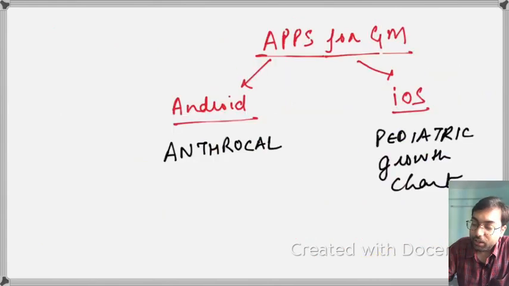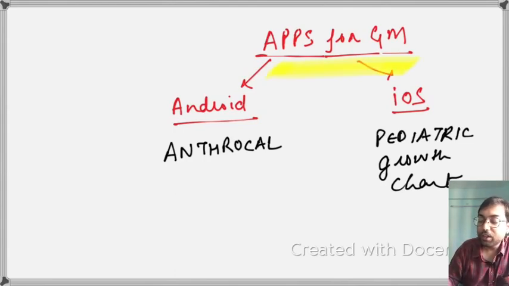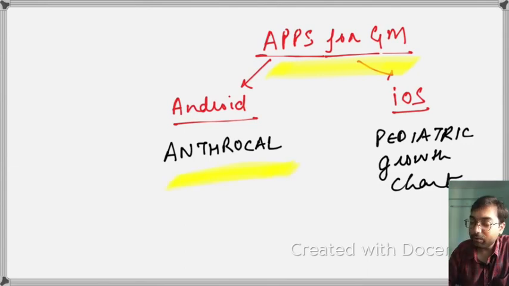Now we are going into the last topic, which is the apps for growth monitoring. It is just for your general knowledge. If you are using an Android phone, you can download the AnthroCal app, and if you are using an iOS phone, you can download the Pediatric Growth Chart app. You just put in the age, weight and height of the child, and it will tell you everything about the growth parameters of the child, whether the child is normal or abnormal.